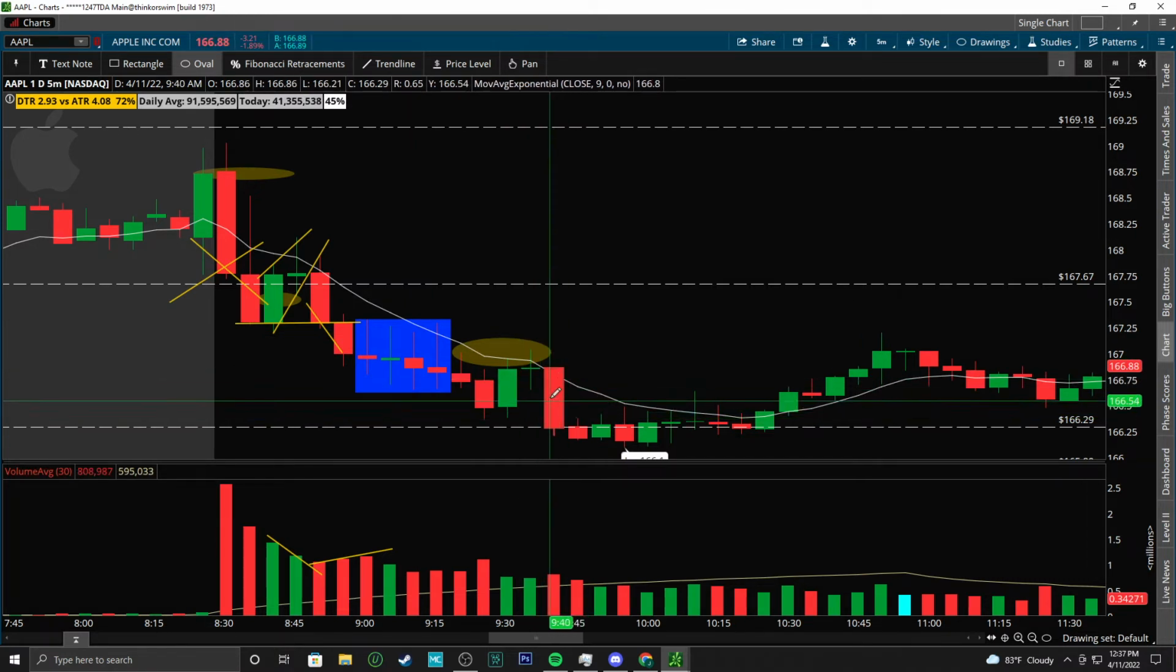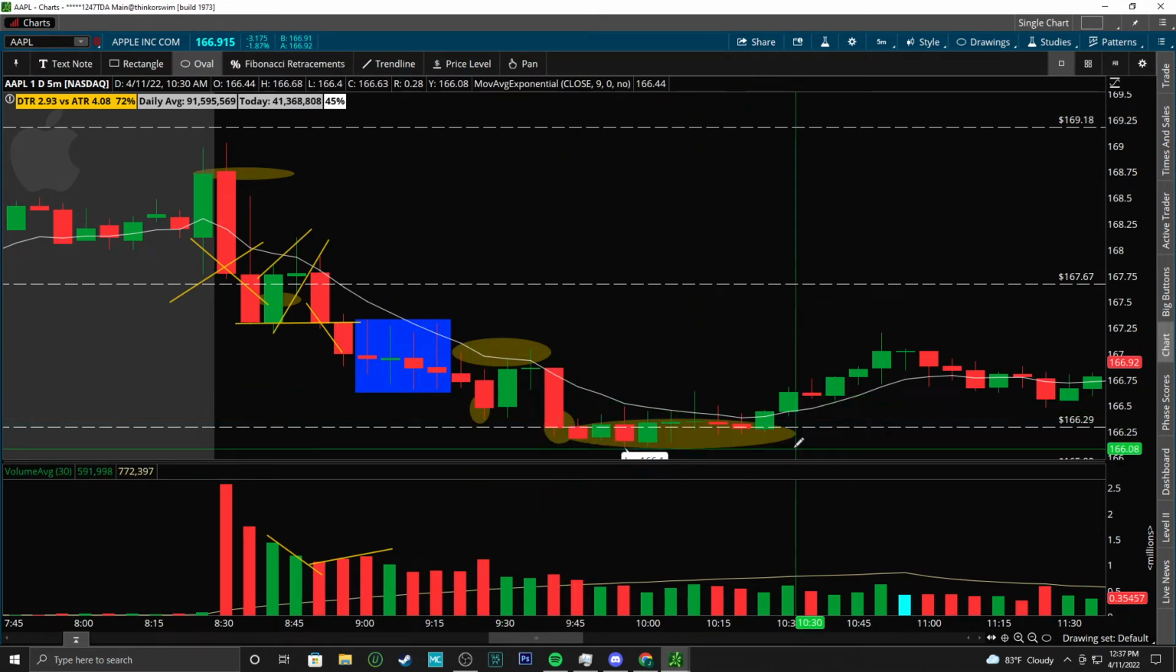But better yet, what did it do? It went down and it went towards our target, not just on this candle, but on this candle as well, and the whole base. So perfect chance to take profit all during the day, right before lunchtime on Apple. What else could you have done on this chart, though?